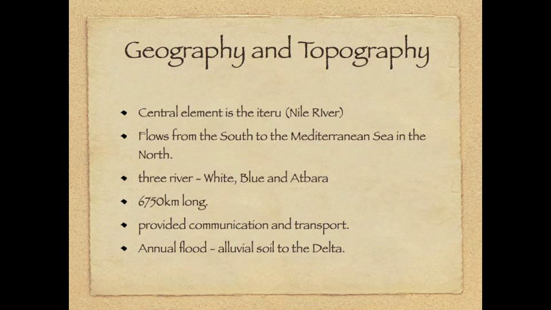Central to any study of Egypt is the idea of the Nile River, or the Itiru as it was known. It seems strange, but it actually flows from the upper highlands in Egypt from the south to the north into the Mediterranean Sea. There are three tributaries, which are the White Nile, the Blue Nile, and the Atbara River, and it is the longest river in the world, 6,750 kilometres. Crucially, it is a means of communication and transport.